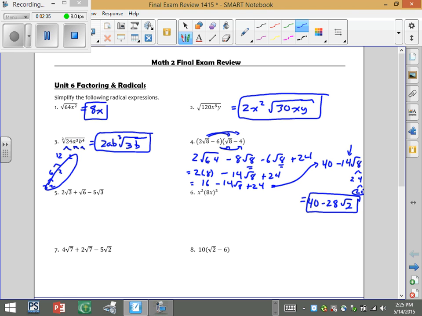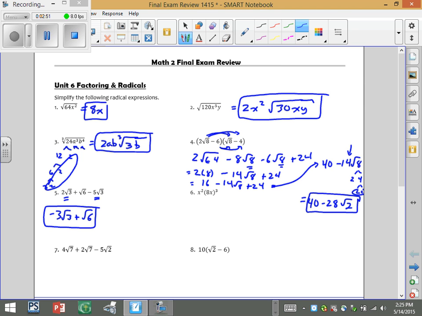Number 5, we're just looking for like radicals since we're adding everything. And we have one with the square root of 3. So 2 minus 5 is negative 3 root 3. And then we saw that root 6. None of those are going to break down, so that's as far as we can go.